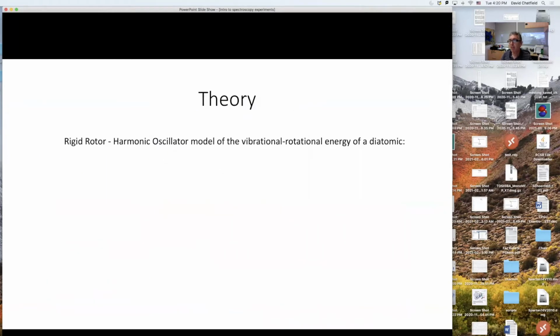First, a bit of the theory. This will be covered in lecture, so I won't dwell on it at great length. The theory is based initially on a molecule rotating and vibrating at the same time. In the simplest approximation, the vibration can be thought of as a harmonic oscillator. From the model problem of the harmonic oscillator, you have the equation for the energy, where v is a quantum number and nu is the vibrational frequency.